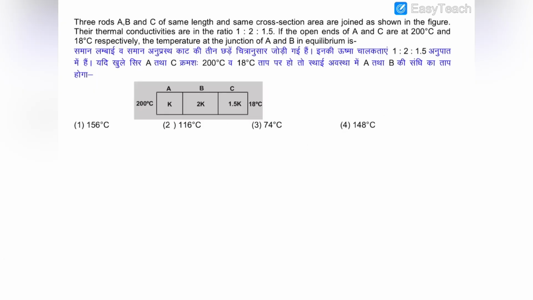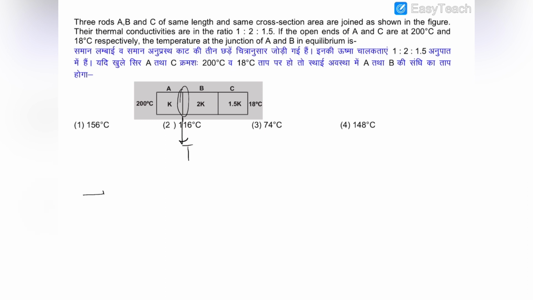In this question, you can see that there are three rods A, B and C whose thermal conductivities are shown as shown in the figure. Now the total temperature difference between these two ends is 200 minus 18 degrees Celsius, and we have to find out the temperature of this junction. So let us suppose that the temperature of this junction is T. So first of all, let us draw the diagram.